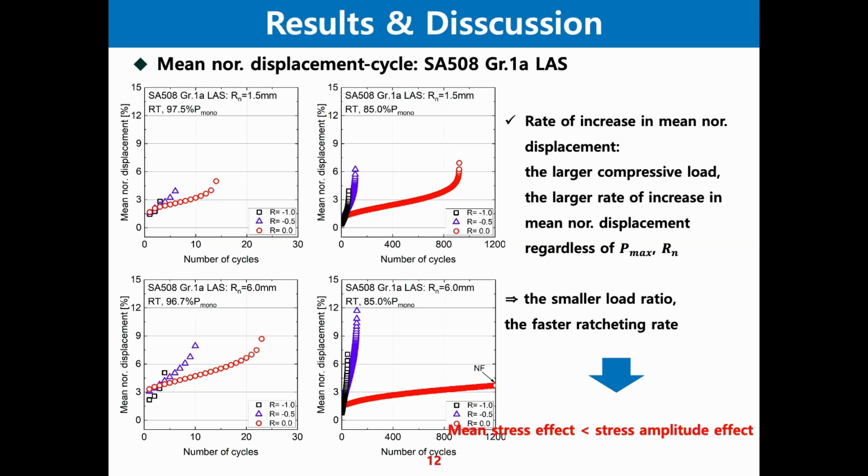Generally, the smaller the load ratio, the larger the load amplitude and the smaller the mean stress. According to the previous studies, it is known that as the amplitude increases and the mean stress increases, more severe ratcheting rate occurs. The result of the roller steels shows that as the load ratio decreases, the ratcheting rate becomes more severe, which means that the effect of the increasing load amplitude was greater than the effect of the decreasing mean stress.